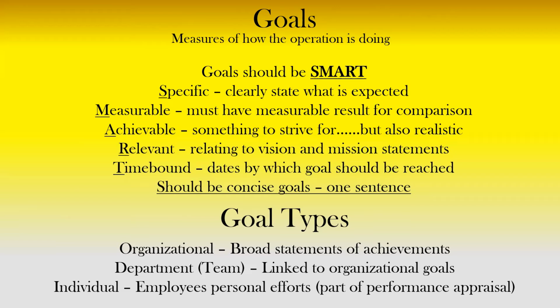Okay? We have three basic types of goals that we look at as a business. We look at organizational goals, and those are broad statements of achievements. So that could be things along the lines of, the goal is to win best in the Midwest for casual dining from the Hospitality Association. That's a broad goal of achievements. There's not one individual thing that really needs to be done. It's a combination of things that need to be accomplished.